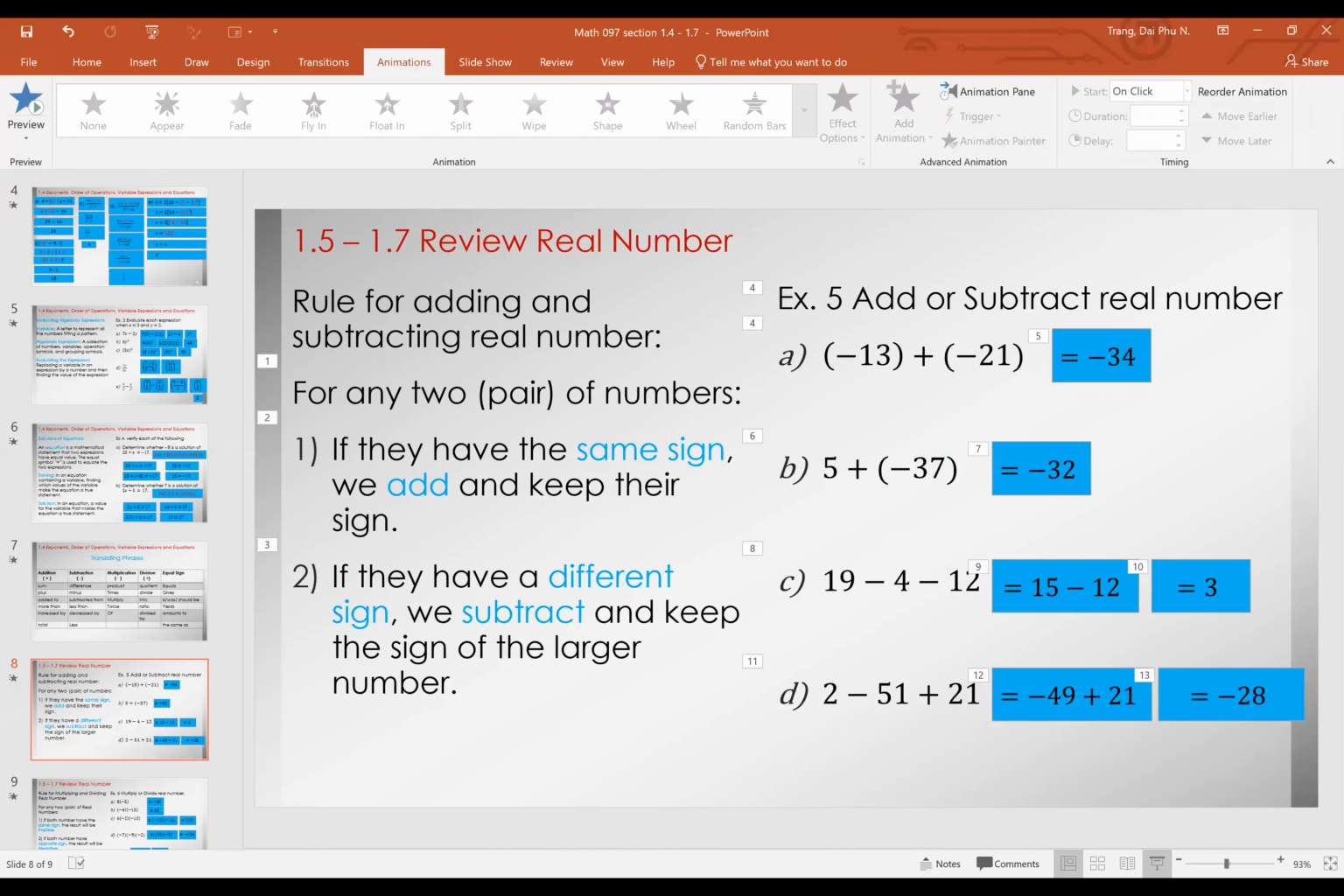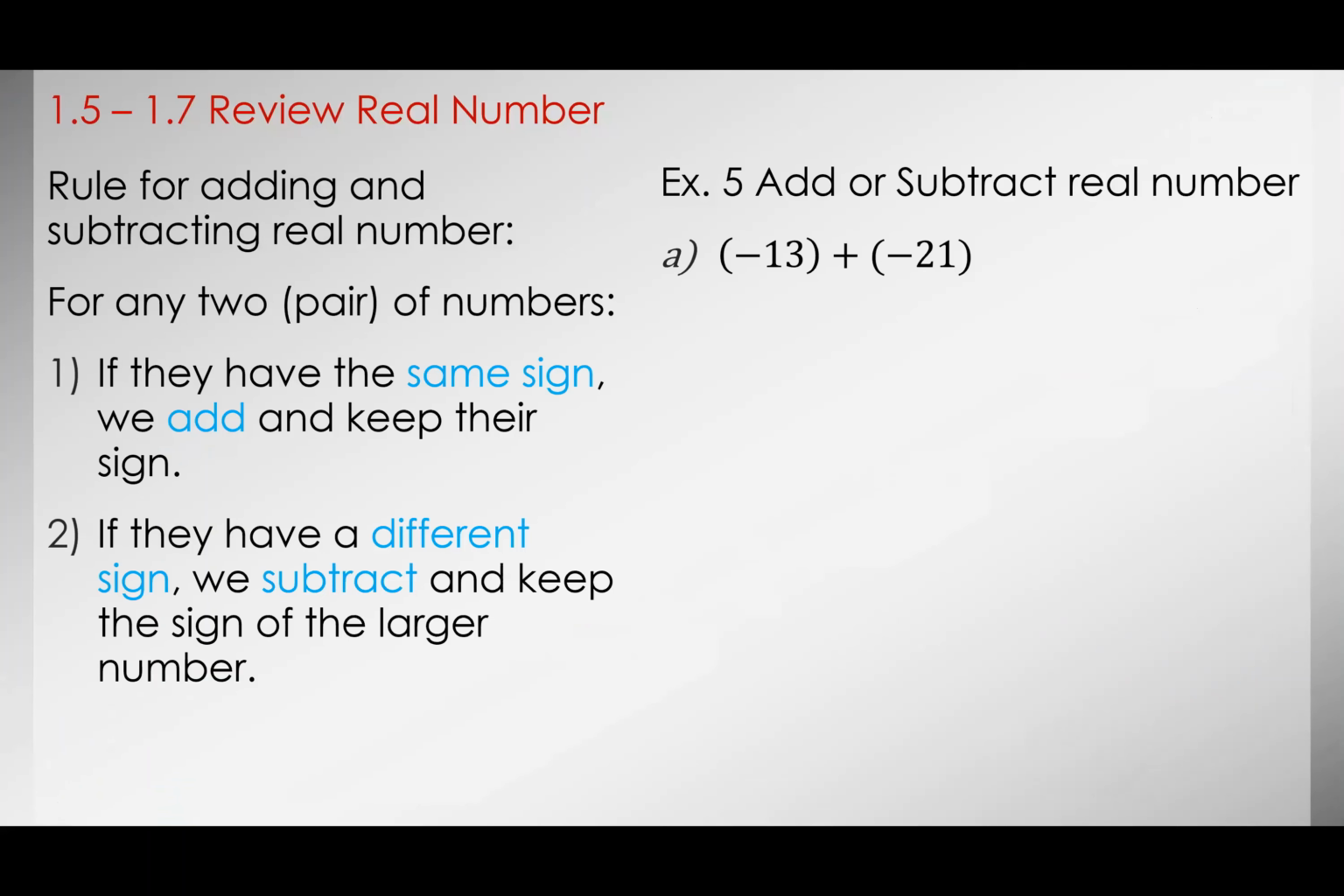I was so happy that I'm almost done with the slide, so I have that. So it's 34. Again, 13 plus 21 is 34, and because they have the same sign, we keep that sign, which is negative 34, okay?